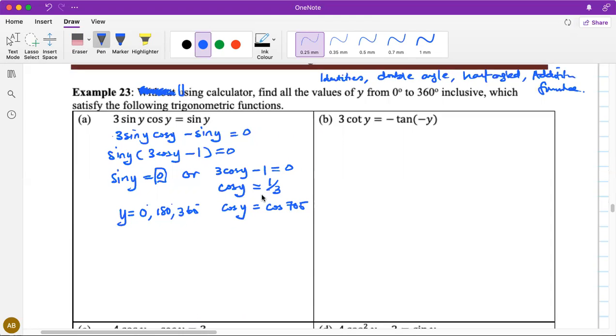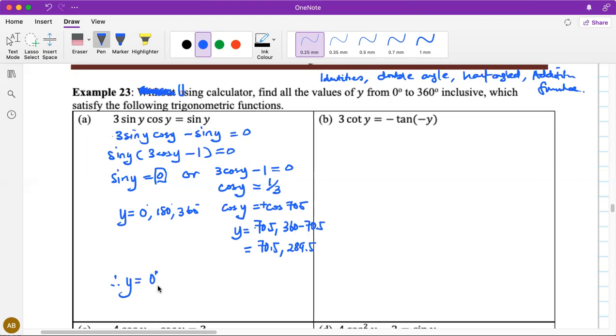Okay, since positive, right? Since it is positive, that means y is in quadrant 1 and 4. Sorry, not quadrant 2, quadrant 4. Okay, let me write properly. 70.5 and quadrant 4 is 360 minus 70.5. So 1 and 4, so 70.5. And if you use calculator, 360 minus 70.5 should be 289.5.